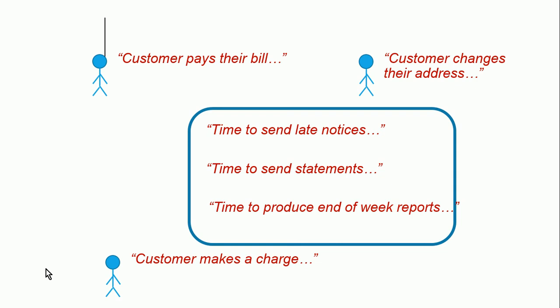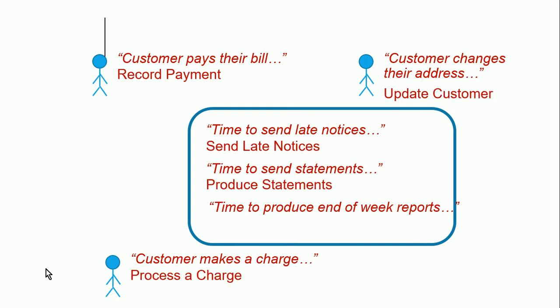If I were going to name these different events that I've identified in my requirements gathering phase, I might call them record payment, process charge, update customer, send late notice, produce statement, and produce reports. You can see the verb-noun phrasing here, which is typically what we're looking for in a use case.